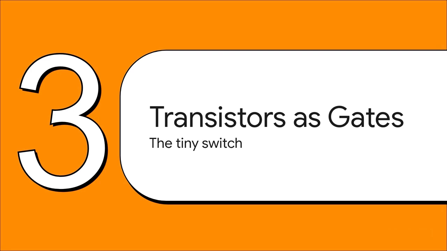Okay, so we've got this abstract math from the 1800s. Awesome. But how do you actually build that? How do you make a physical machine that understands true and false? The answer, my friends, is one of the most important inventions of the 20th century, the tiny, humble transistor.